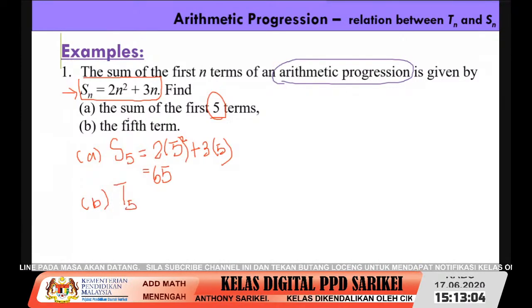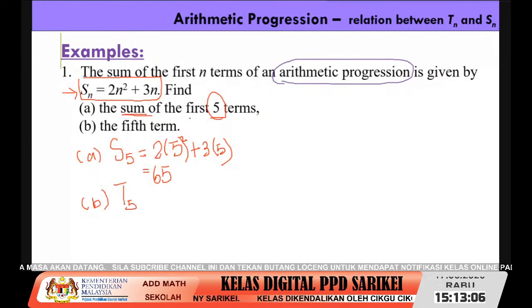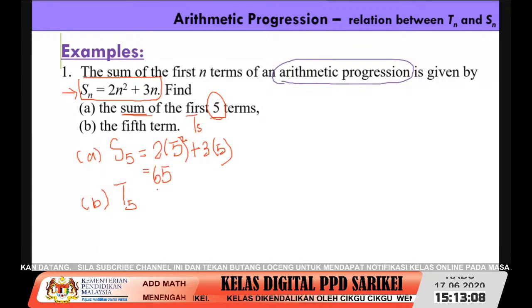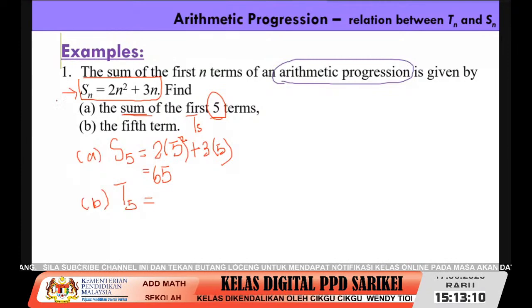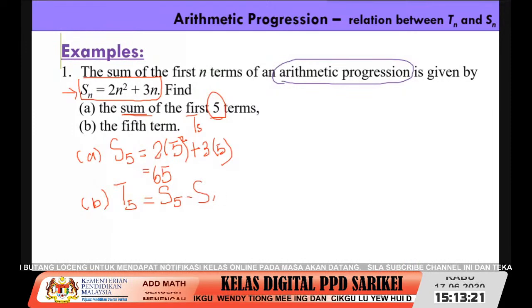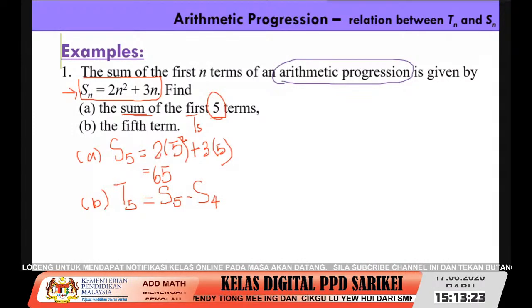Okay, ini ada keyword sum, ini tak ada, maksudnya cari T5. So how we find T5? Sini pun tak ada bagi formula T. So it's S5 minus S4, sebutan yang kelima.